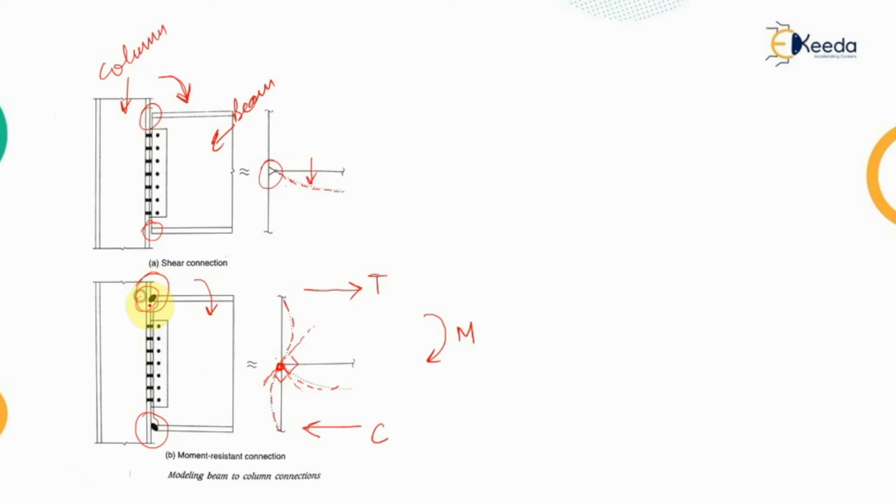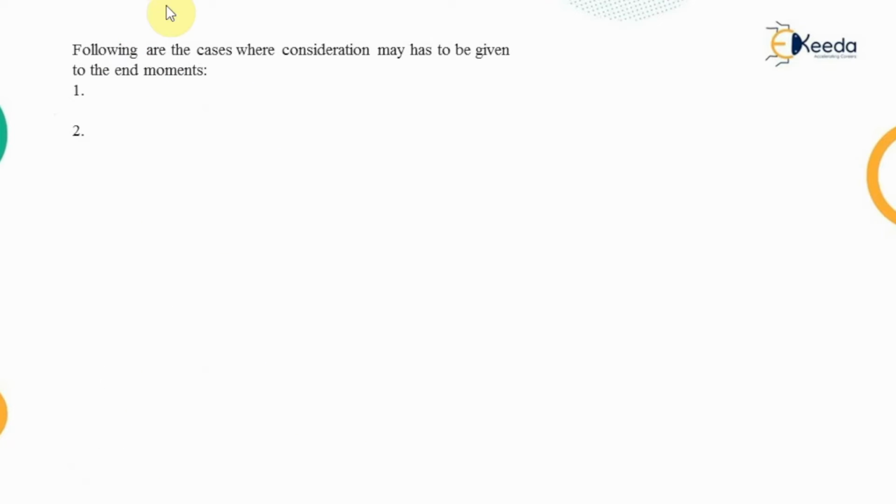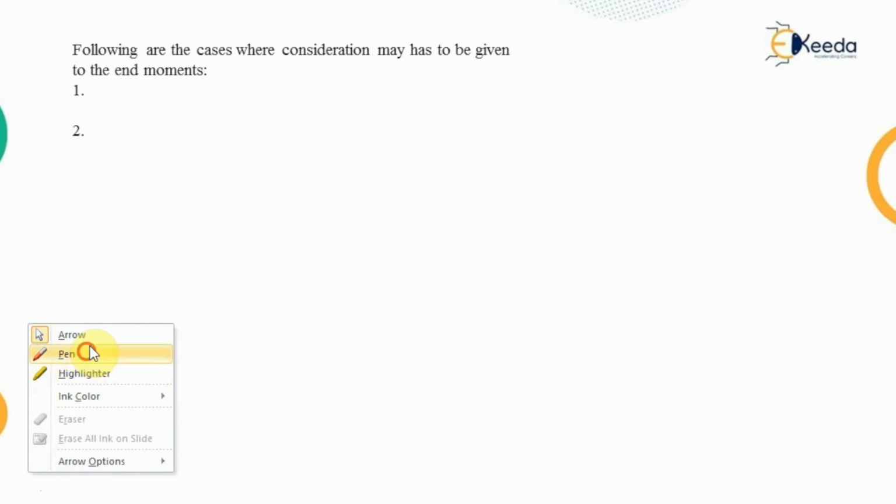That means the upper bolt or the welding is under tension, and that has to be designed for the tension force, while the bottom bolt or the welding is under compression, and that has to be designed for that force only. So now what are the conditions where we will consider the end moments so that we can provide the moment restraint connections? Following are the cases where consideration has to be given to the end moments. So along with the shear force, the end moments are also to be considered.